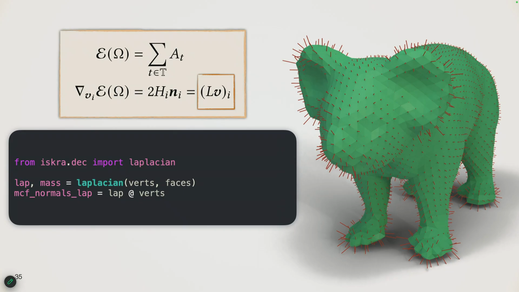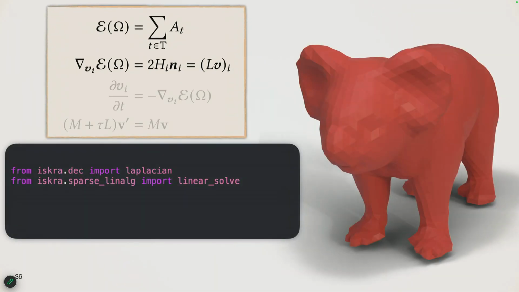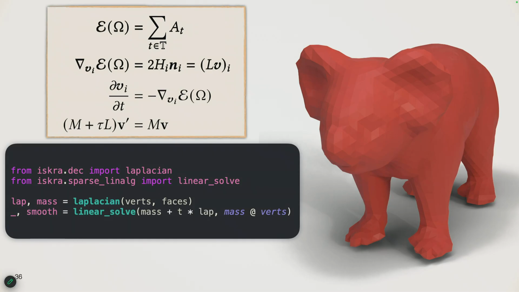Getting this gradient directly is sort of like a forward Euler discretization. So what people actually do in practice is rearrange things a little bit and get a semi-implicit Euler. You get this expression in the last row, which is the mass matrix plus some time variable, how far away you want a time step, times your Laplacian, and then you solve that as a linear system with a right-hand side, which is your mass matrix times the vertex positions. I'm not going to go into more detail. The point here is that it's really simple to implement something like this in Iskra.